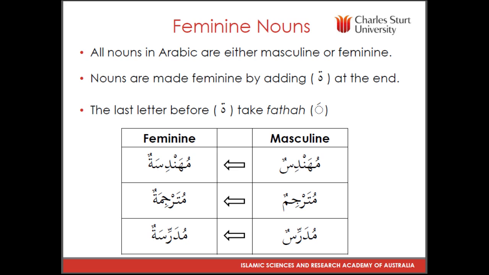What does it mean? Interpreter, translator. So to make it feminine, ta al-marbuta is also a suffix. We added ta. Can you see? Muhandisun, muhandisatun. Mudarrisun, mudarrisatun.